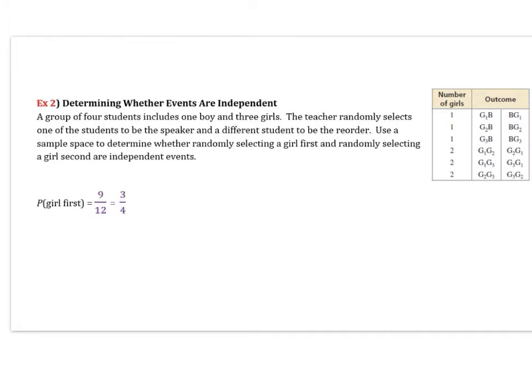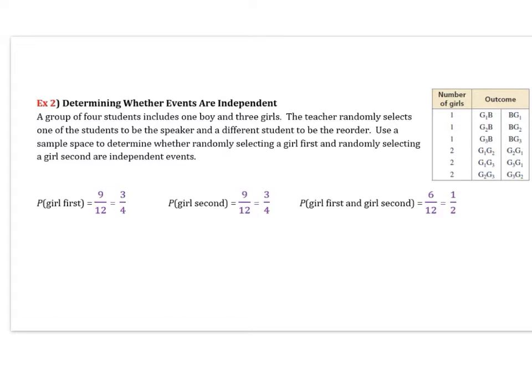So if we chose the girl first, that would be 9 out of 12. So let's count our girls here. We have 1, 2, 3, 4, 5, 6, 7, 8, 9 possible instances where the outcome is the girl first out of a total of 12, which simplifies to 3/4. Now let's consider the girl second. So our possible outcomes for girl second would be 1, 2, 3, 4, 5, 6, 7, 8, 9 out of 12, which simplifies to 3/4.